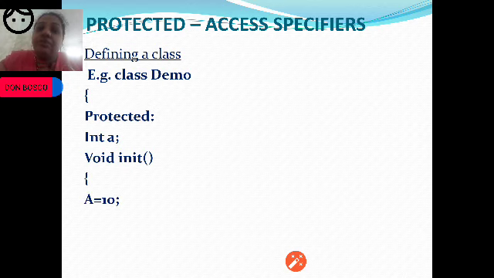So we have a class demo, and then we have the protected members, that is int a and void init. Init will initialize a to 10. So there we end the class definition. Class demo has two protected members, a and init, and these two members can be accessed only within the class or by the derived classes or inherited classes.